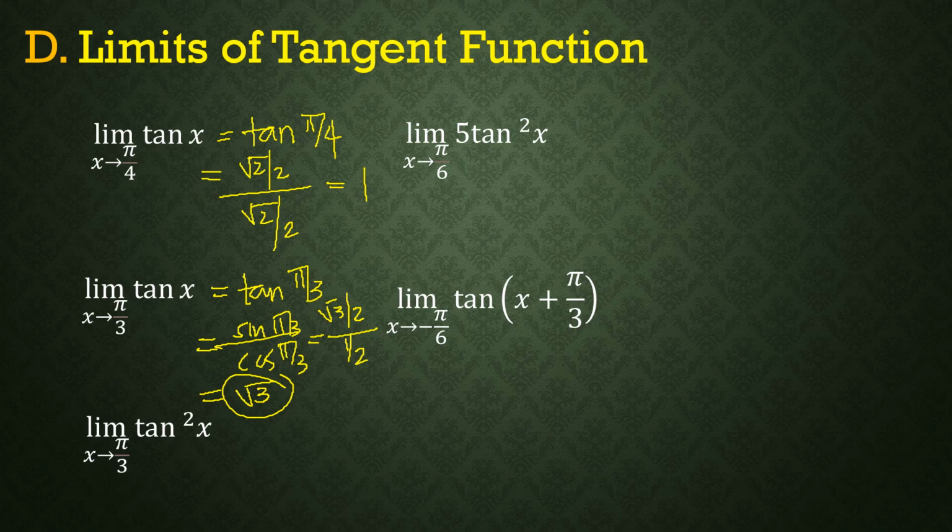Okay, next we have the square of tangent x. So we have tangent pi over 3 squared, and since tangent pi over 3 is already solved and that is the square root of 3, we're going to substitute and then square. So our answer is 3.